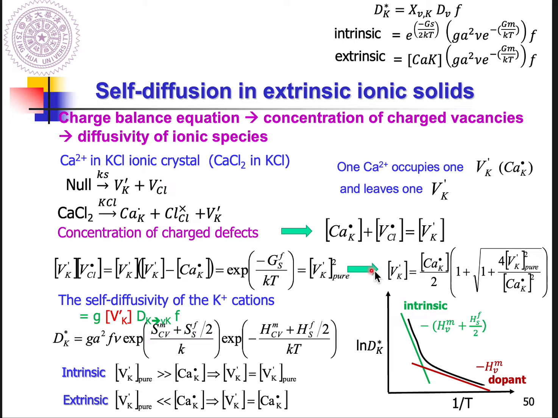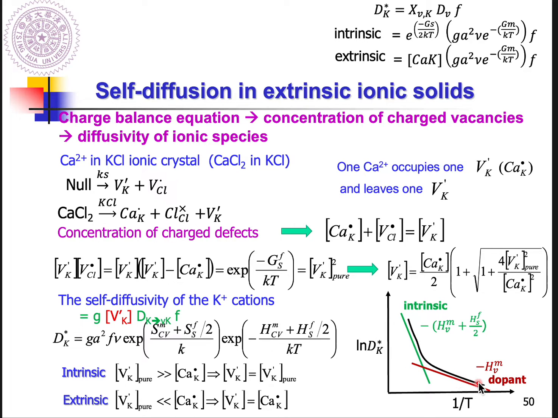If the data looks like this, you can easily fit it with two straight lines. The straight line at the high temperature regime, we know, is the intrinsic property. The low temperature regime is extrinsic, where the dopant dominates. But don't forget, the black curve is actually the sum of intrinsic and extrinsic effects.